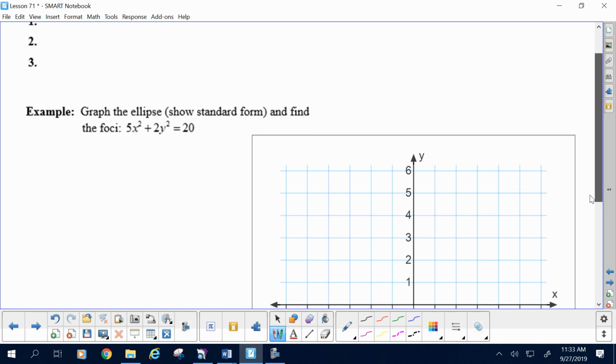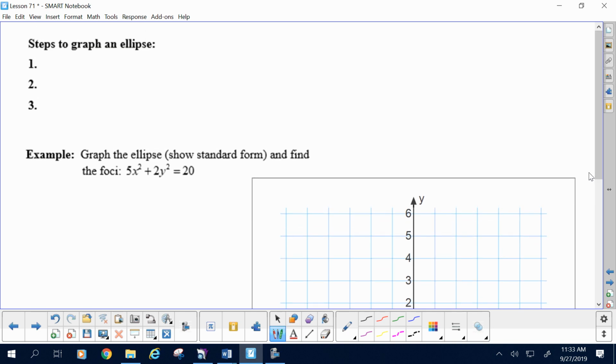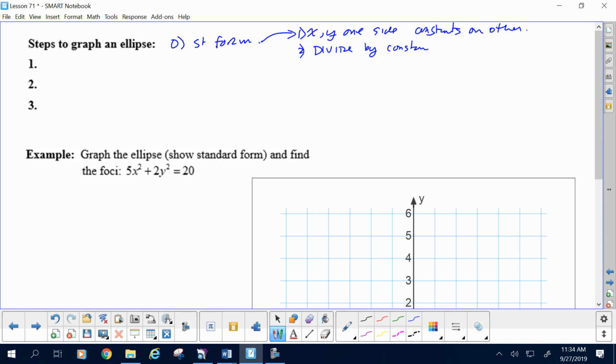Sometimes it is not in standard form for you, so you have to do a little work. So I guess call that step 0, put in standard form. When I say put in standard form, would you write this over here? Please say x's and y's on one side, constants on the other. And then divide by the constant to make 1.